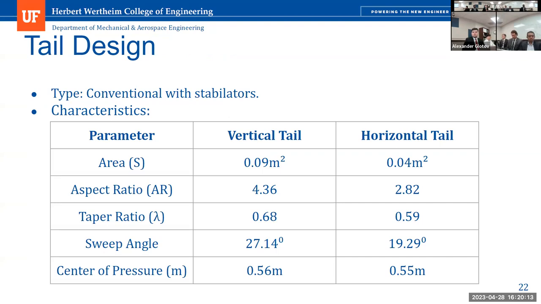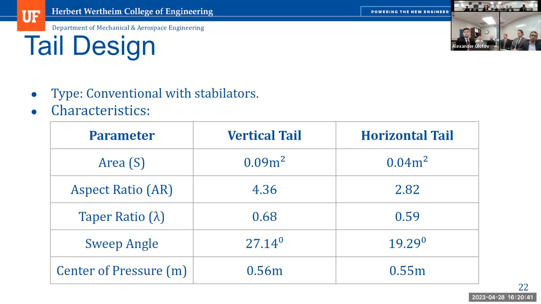For the tail design, we decided to go with a conventional design. This is because it's the easiest one to design, and it was adequate enough for the objective of the mission. We located the center of pressure for both the vertical tail and the horizontal tail to be as far as possible from the center of gravity, at 0.56 meters for the vertical tail and 0.55 meters for the horizontal tail.